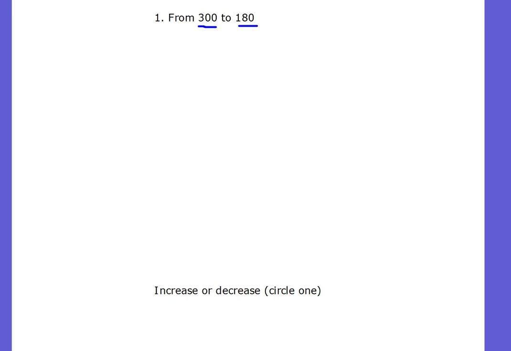Was that an increase or a decrease? Go ahead and circle one of these. Since I started out at 300 and I went down to 180, this was a decrease. Okay? Now we need to start solving what percent that decreased.